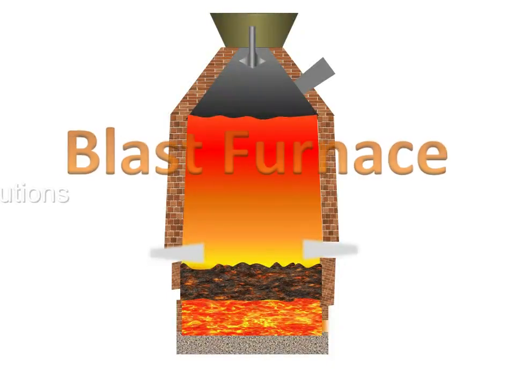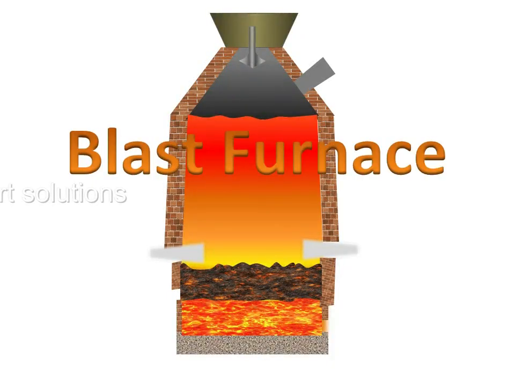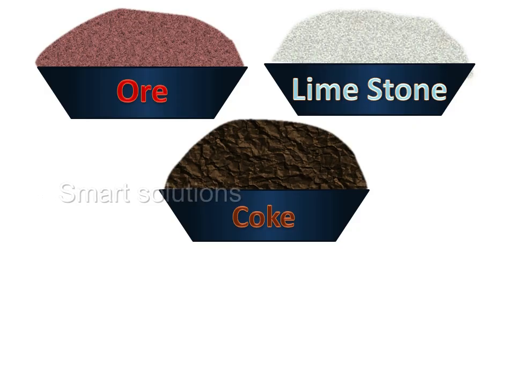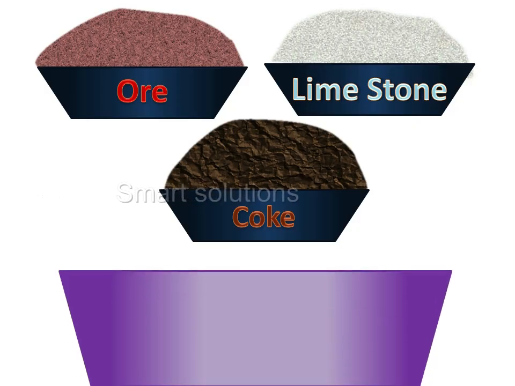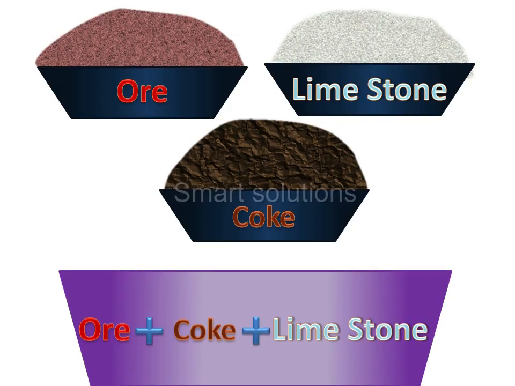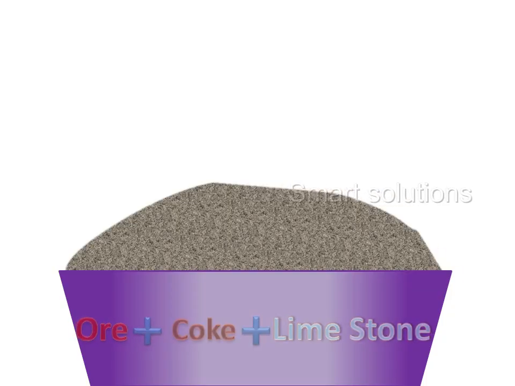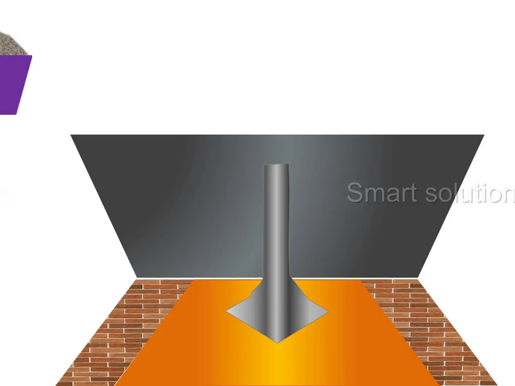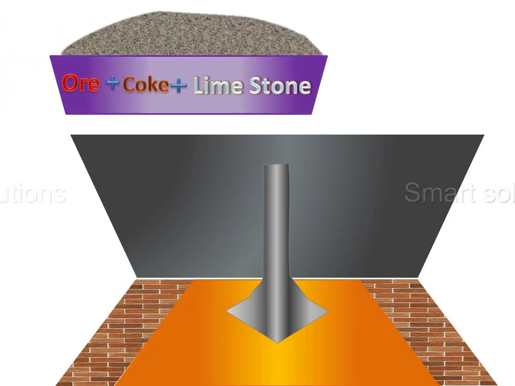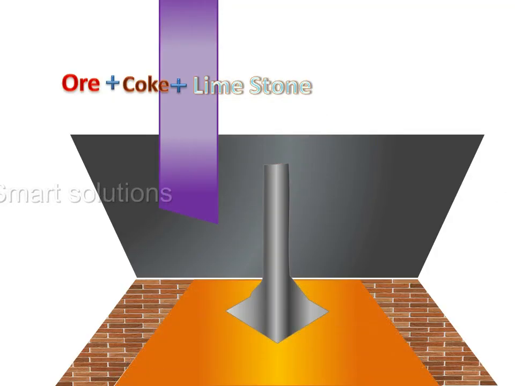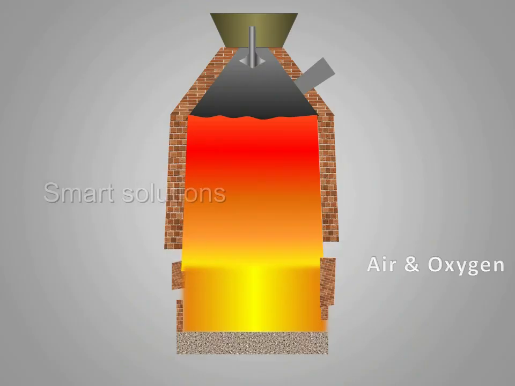Blast furnace. After concentration of oxide ores of iron, it is mixed with limestone and coke. Then this mixture is fed into the blast furnace from its top. In this blast furnace, hot air is blown from the bottom of the furnace.